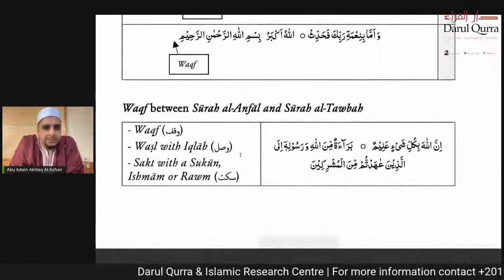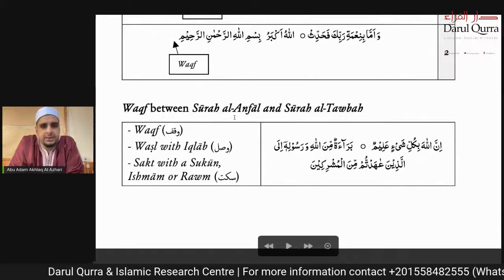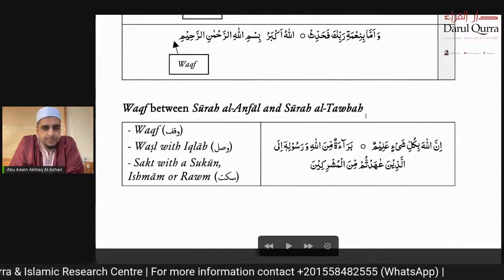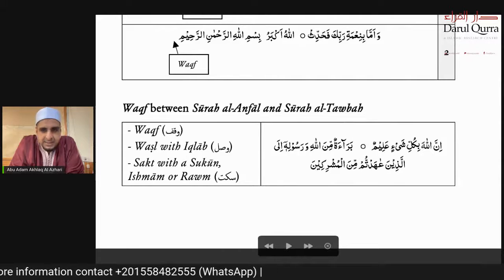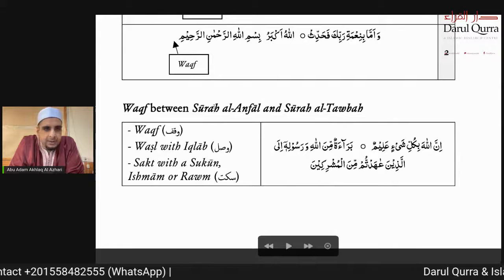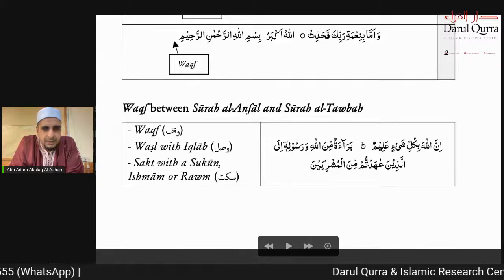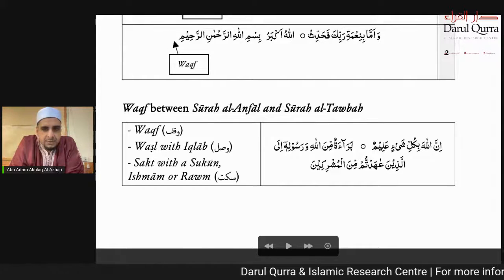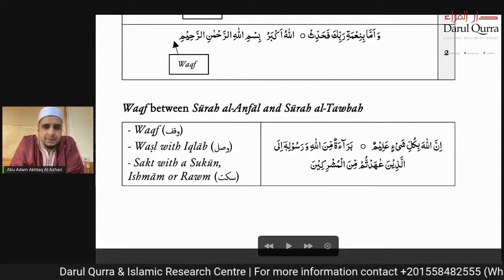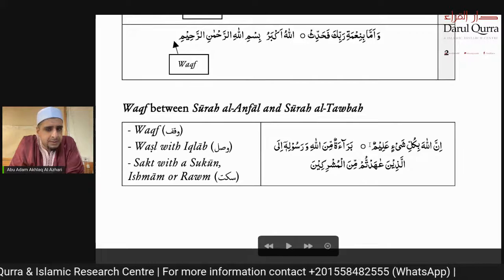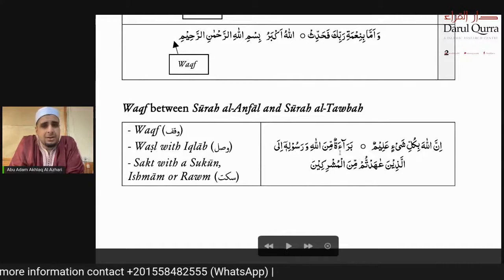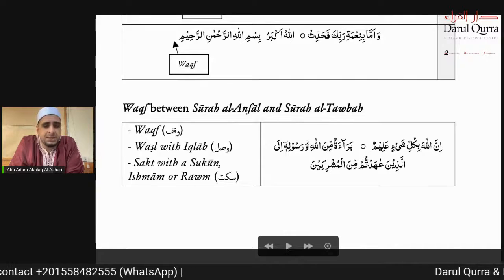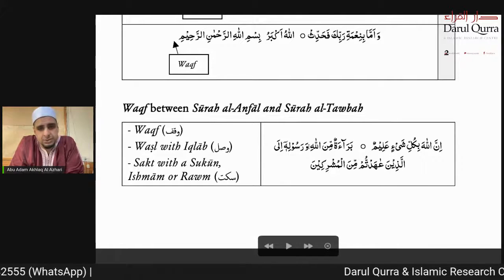So let's look at this last part here. So waqf between Surah Al-Anfal and Surah At-Tawbah. So basically the beginning of Surah At-Tawbah does not have basmala. So this is the last ayah, okay, of Surah Al-Anfal. And this is the first ayah of Surah At-Tawbah. So, إِنَّ اللَّهَ بِكُلِّ شَيْءٍ عَلِيمٍ. بَرَاءَةٌ مِّنَ اللَّهِ. Are you going to continue?